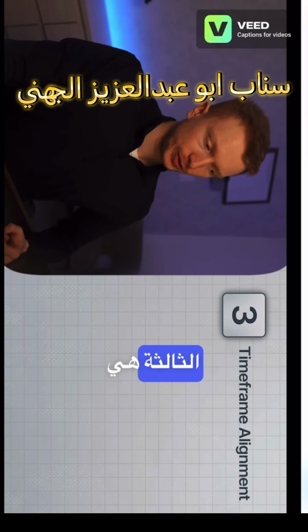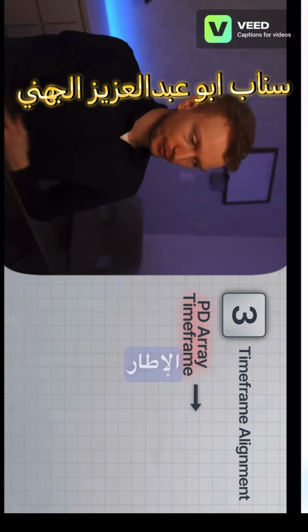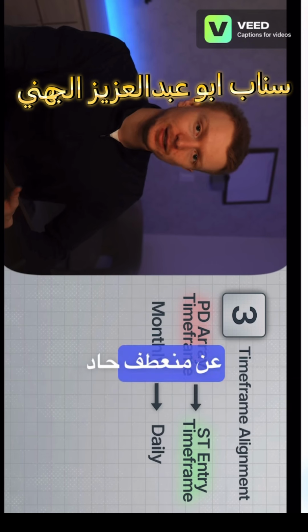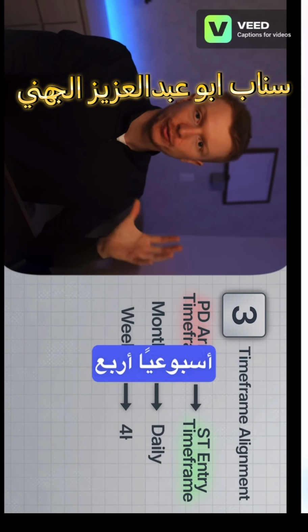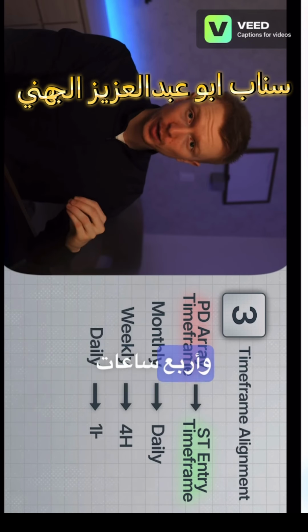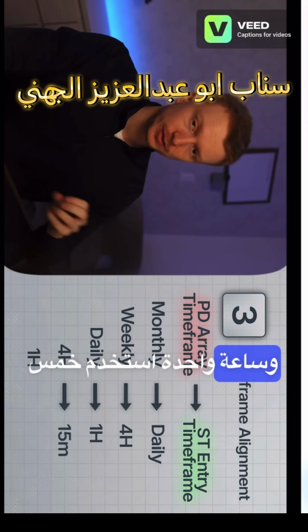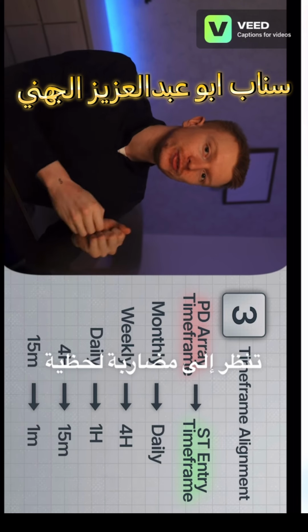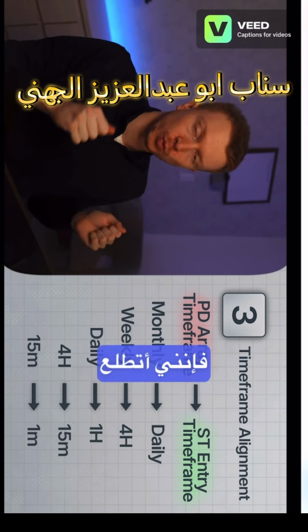So the third step is understanding the time frame alignment. And the time frame alignment is the following. We have a monthly PD array, I want to look for a daily sharp turn. Weekly, 4 hour. Daily, 1 hour. 4 hour, 15 minute. 1 hour, 5 minutes. And if you're looking at scalping, then for the 15 minute PD arrays, I am looking at a 1 minute sharp turn.